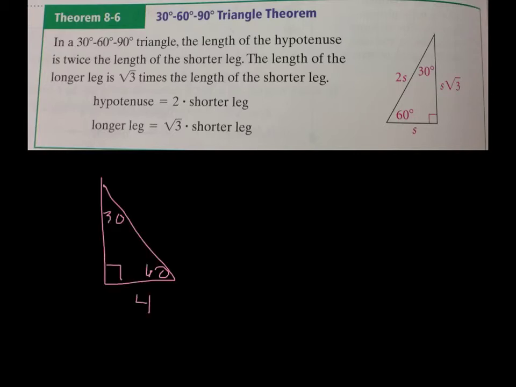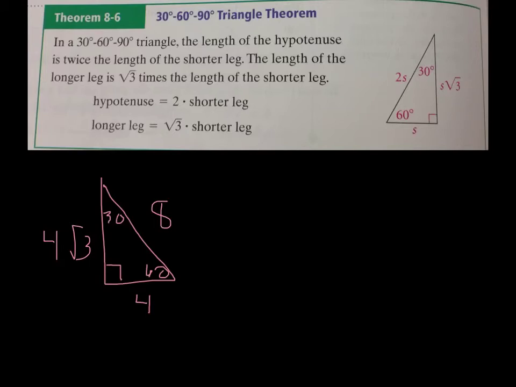Okay, let's look at this 30, 60, 90 triangle and see if we can get the length of the longer leg and the length of the hypotenuse. We're given the shorter leg. Again, the shorter leg will always be opposite the smallest angle. So 4 is our shorter leg. So we multiply by 2 to get the hypotenuse. So the hypotenuse is going to be 8. The length of the longer leg is going to be 4 times the square root of 3. Hopefully that makes sense to you. If you know the shorter leg, multiply it by 2 to get the hypotenuse. If you know the shorter leg, multiply it by the square root of 3 to get the length of the longer leg.